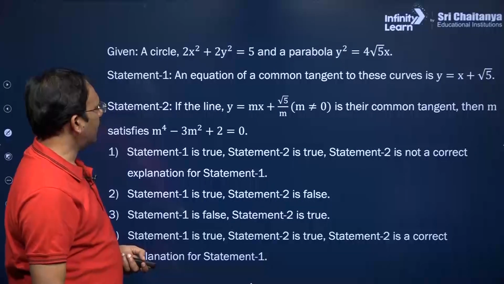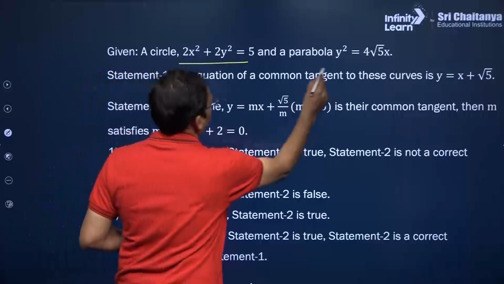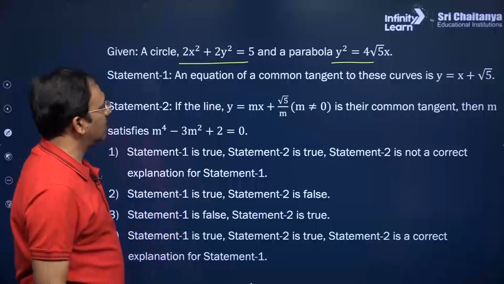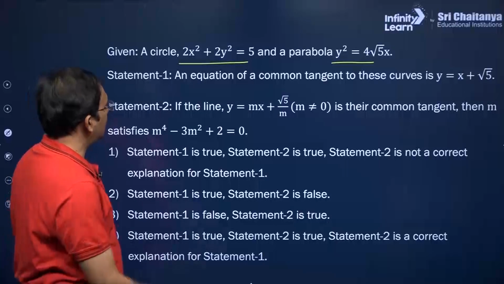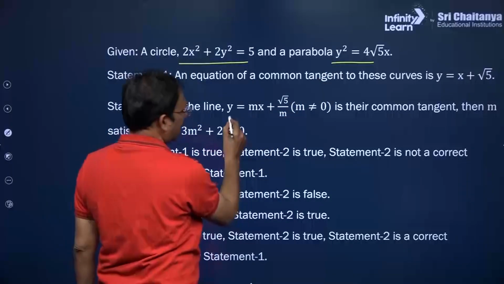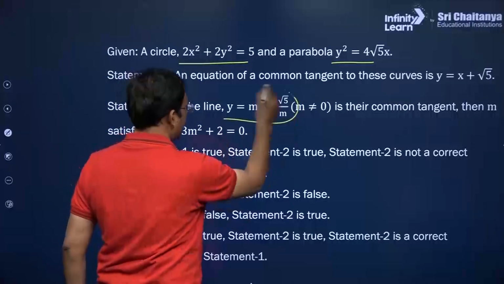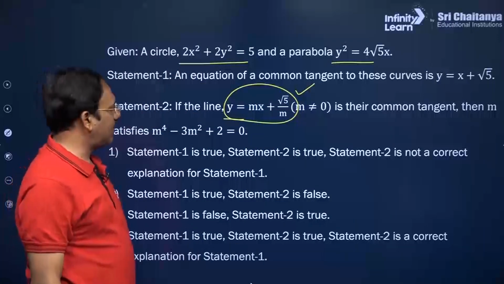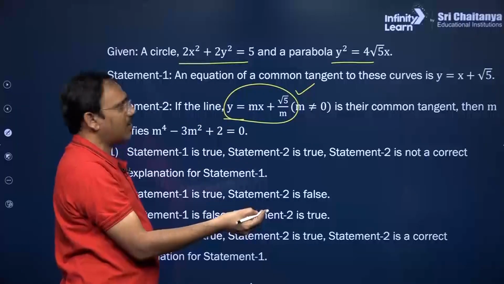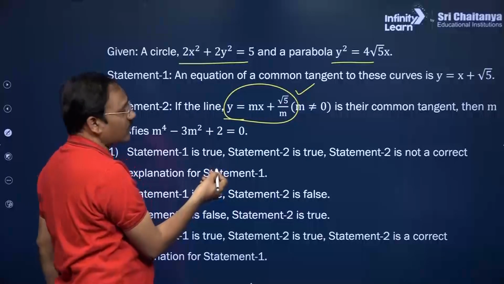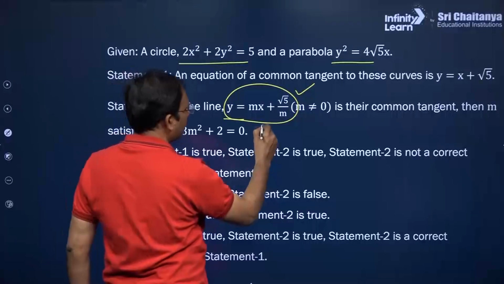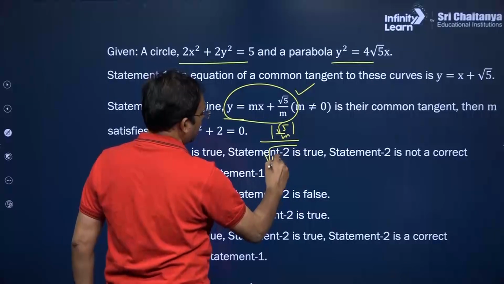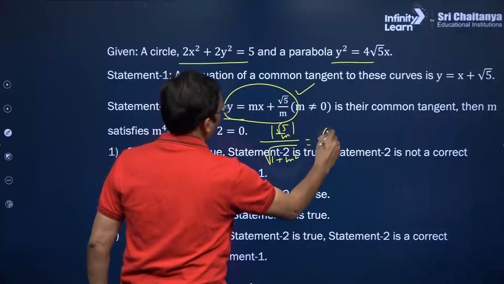Next. So, given this is a circle and this is a parabola, an equation of a common tangent to these two curves, my dear friends, is y is equal to x plus root 5. You see, any tangent to this parabola can be taken as y is equal to mx plus a by m. This statement is correct. Now, this should also be a tangent to our circle, in the sense you can write the perpendicular distance from the center is equal to the radius. The center is 0, 0. The radius is root of 5 by 2. So, from 0, 0, it means root of 5 by m by root of 1 plus m square is equal to root of 5 by 2.